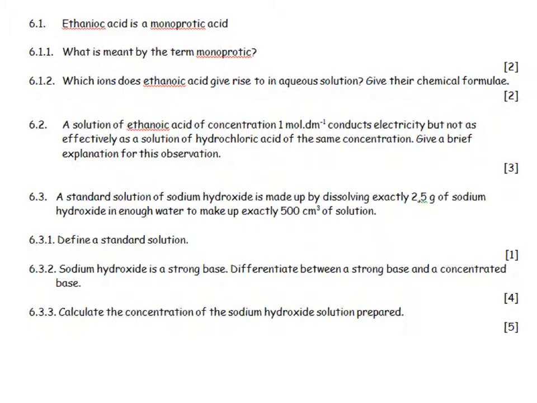Ethanoic acid is a monoprotic acid. What is meant by monoprotic? It only has one proton to donate. Which ions does ethanoic acid give rise to in aqueous solution?